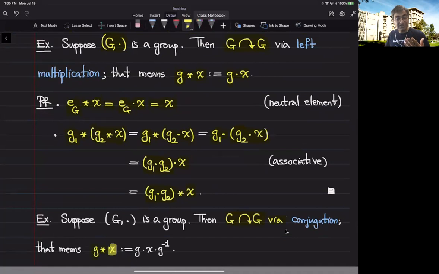It simply conjugates it. So what I end up getting is this, G times X times G inverse. We simply say that I'm conjugating X by G. So this action is called conjugation. So G acts on itself by conjugation. Again, let's check why it is indeed a group action.